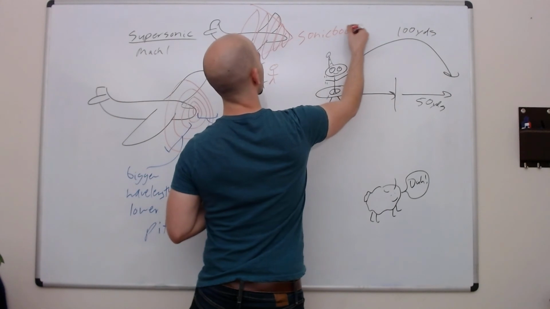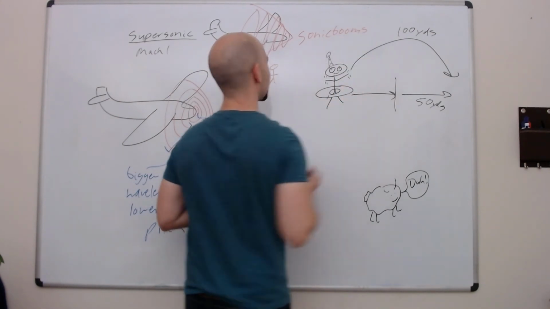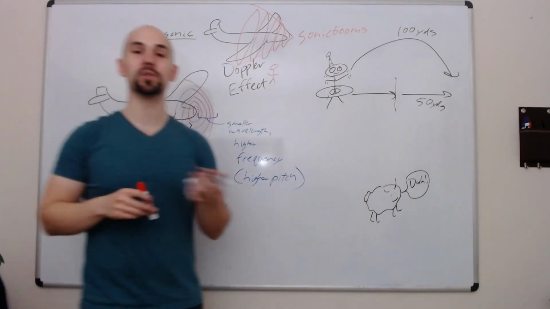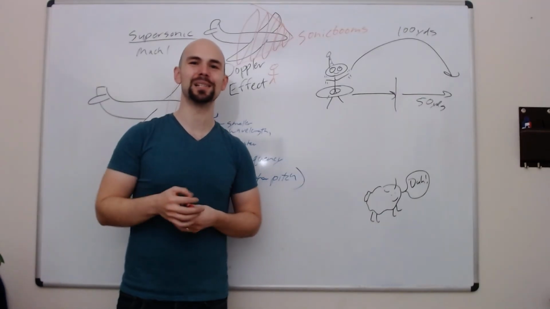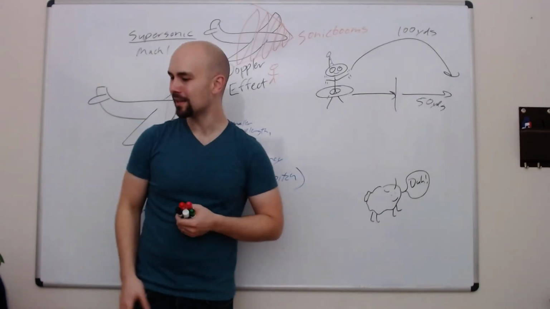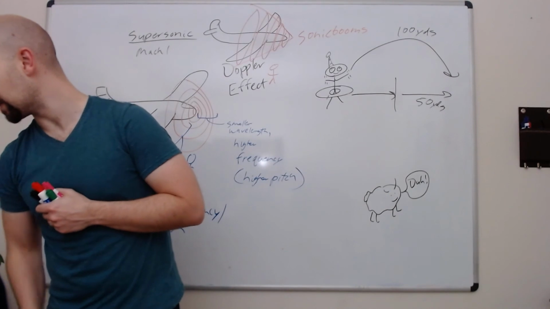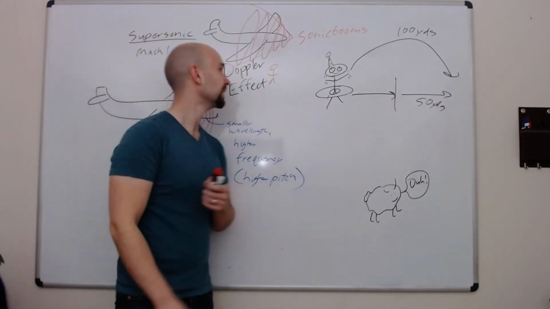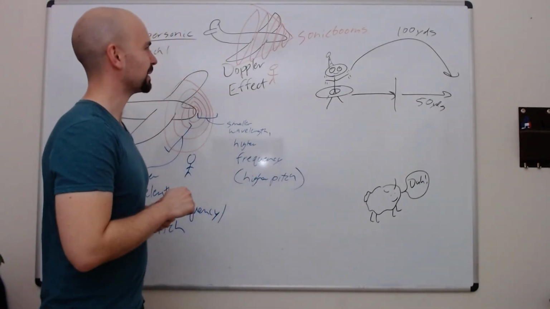And sonic booms are so powerful they can damage buildings, and so planes that go supersonic tend to do so over the ocean and in places where they're not going to cause any damage. So hopefully this all made sense, especially the Doppler effect and sonic booms. I feel like that was about the hardest part.